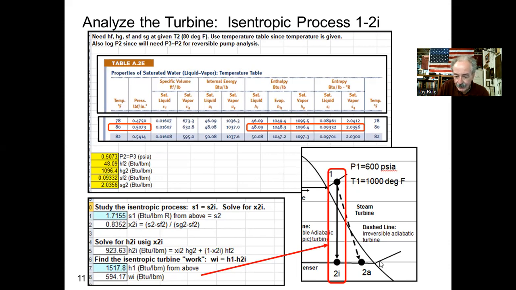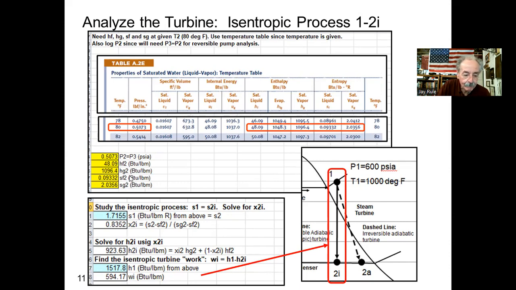Well, I'm underneath the dome, so I need to look up S sub G and S sub F. That's off my little sketch here, the entropy of saturated liquid. So I've looked these two up in my temperature table at the given temperature of the condenser, 80 degrees F. So this temperature here is 80. That's how I knew to go to the temperature table. All right. So I've written down S sub G and S sub F.